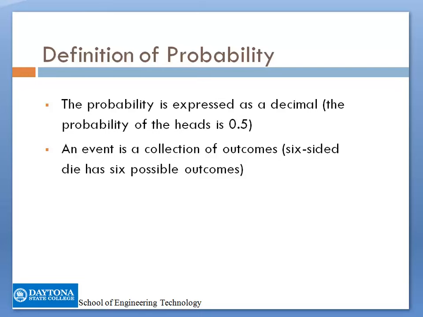Now, probability is expressed as a decimal. Instead of saying 1/2 for the head or 1/2 for the tail, you can say the probability of the head is 0.5. And as I mentioned before, probability is associated with the outcomes, and an event is a collection of outcomes. For example, if you have a 6-sided die, it has 6 possible outcomes because it has 6 faces, and each face represents a number, 1 through 6.